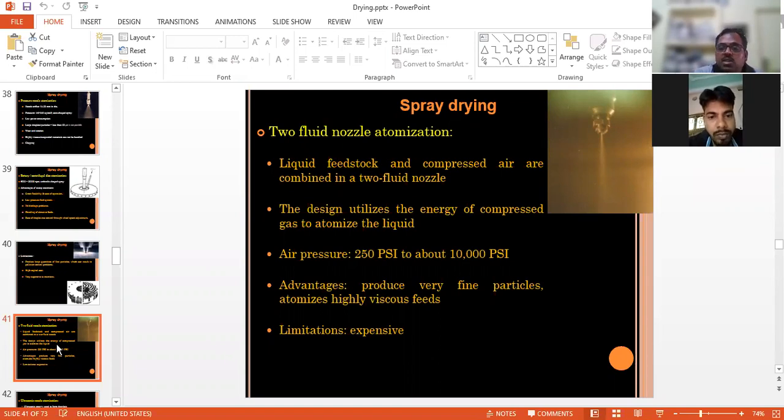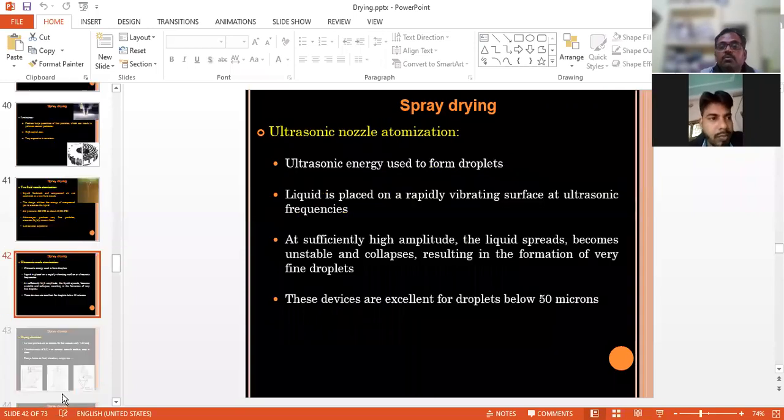What are the advantages of this atomization? They also produce very fine particles. They can also atomize very viscous feeds like butter or cheese. We can use it even for ice cream. But one of the drawbacks is that they require huge investment. This type of atomization is very expensive.